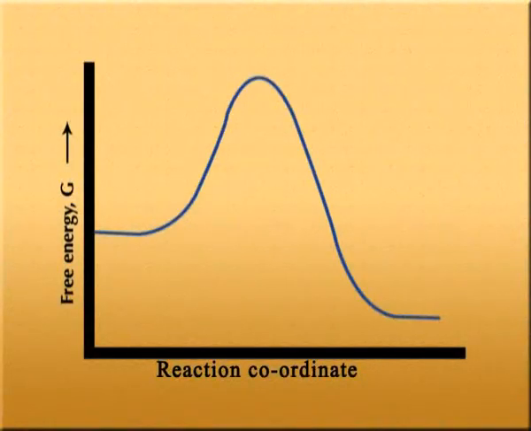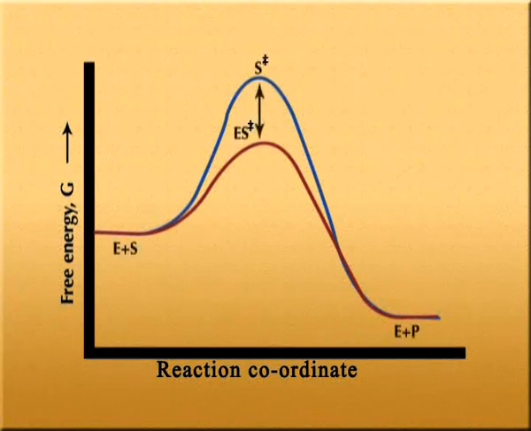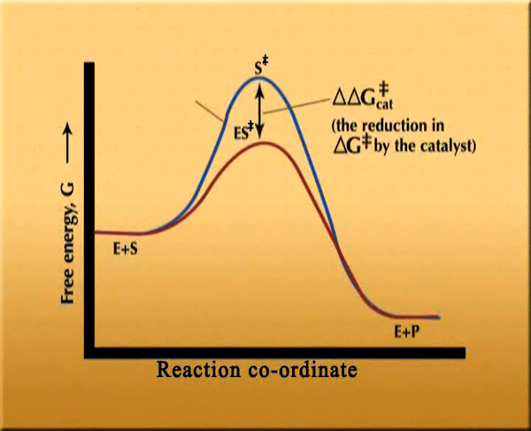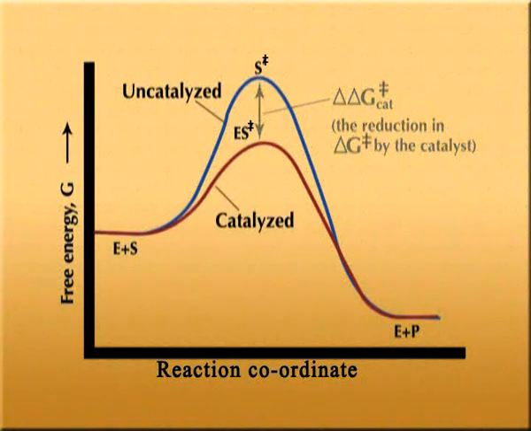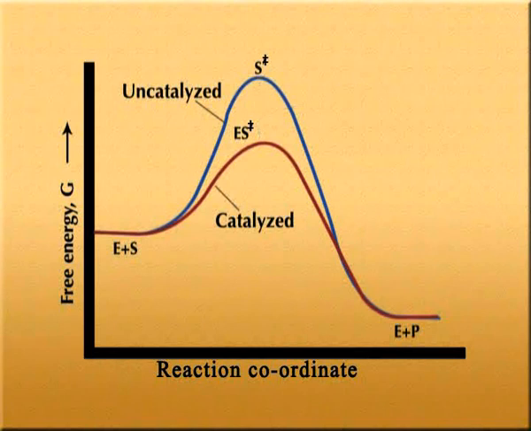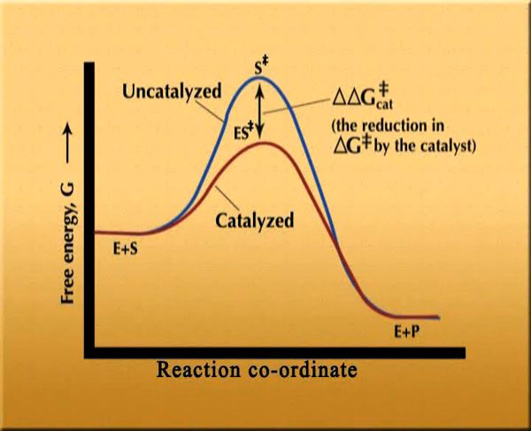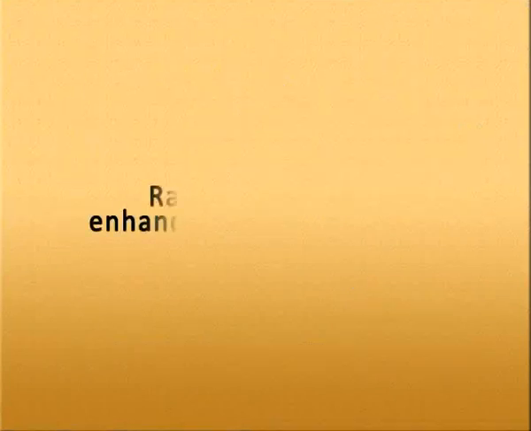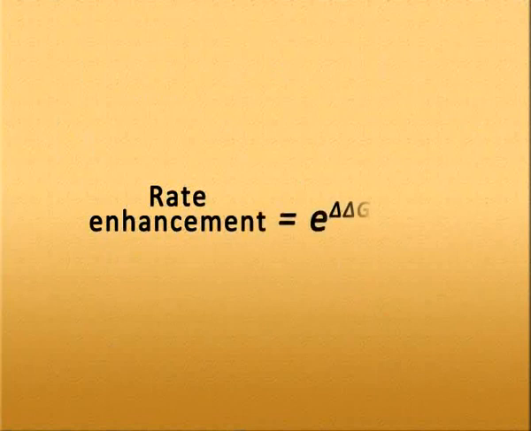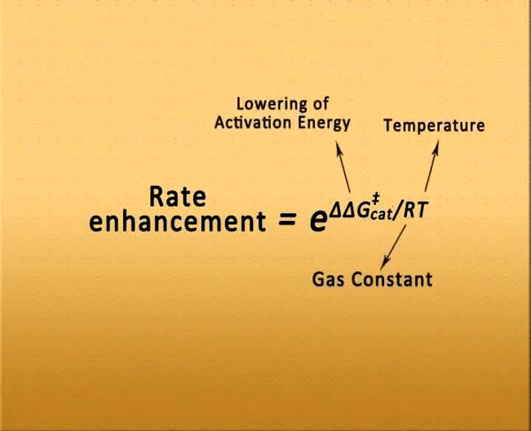When the free energies of ground states of S and ES are equal, then lowering of activation energy is simply the difference between free energy of transition states of substrate and enzyme substrate complex. This lowering of activation energy indicates the efficiency of the catalyst and is related to the rate enhancement by the equation rate enhancement is equal to exponential of delta delta G divided by RT, where delta delta G indicates the lowering of activation energy, R indicates gas constant, and T temperature. That is, rate enhancement occurs exponentially with the lowering of activation energy.